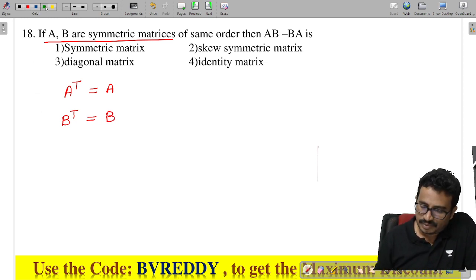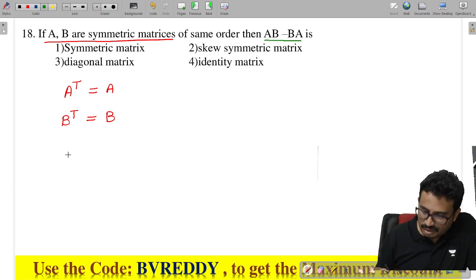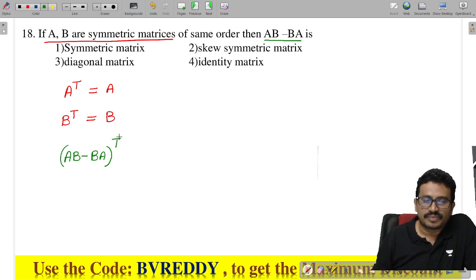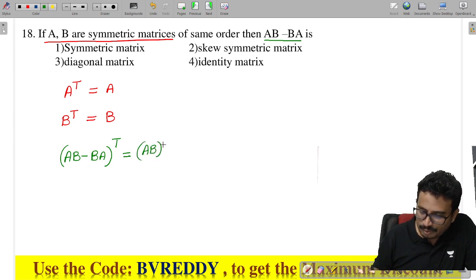Next, let us see this operation here. They have given AB minus BA. So I want to take the transpose of this matrix. If you take the transpose of this matrix, it is given as AB whole transpose minus BA whole transpose.